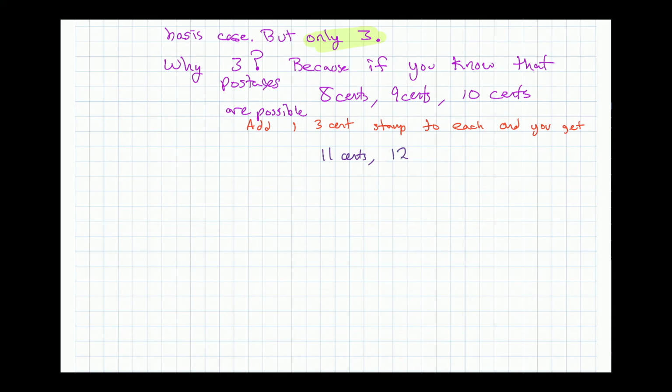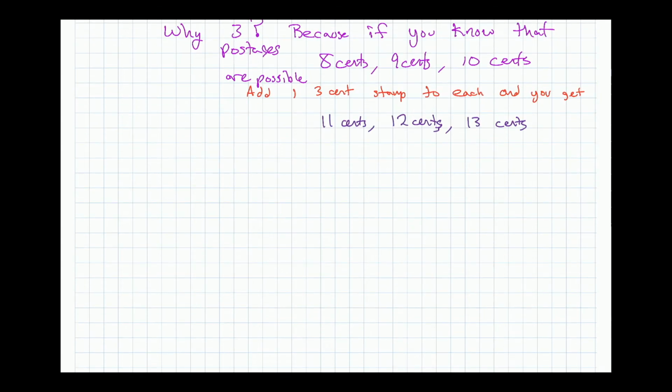You add a 3 to the 9, you get 12. And if you add a 3 to the 10, you get 13. Right? And then once you have those, you can add another 3-cent stamp to each, and what do you get? You add a 3-cent stamp to 11 and you get 14. You add a 3-cent stamp to 12, you get 15. And then you add a 3-cent stamp to 13 and you get 16.